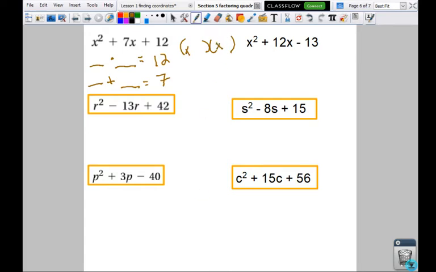All right. So Lucas, help me out. What times what is 12? 4 times 3. So 4 times 3 is 12, and 4 plus 3 is 7? Yep. So I found everything I need. I'm going to go plus 4 and plus 3. Again, it doesn't matter which way we do it. You can do plus 3 first.